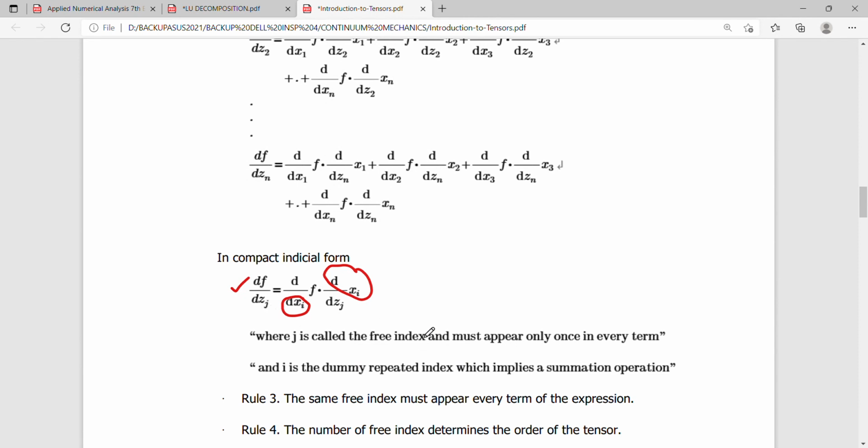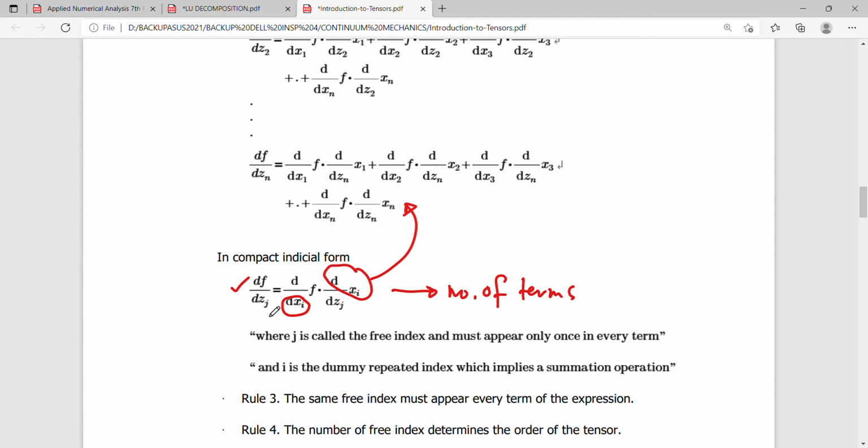Okay, j is a free index, and it must appear only once in every term. It cannot appear twice here, because it will not satisfy the general rule of equality. So this is now a free index there, and a repeated index here, which means a summation. Okay, so the i's there give you an implication that this is a summation series. And if you look at the number of expressions or terms, the number of terms will depend on the number or the range of j.